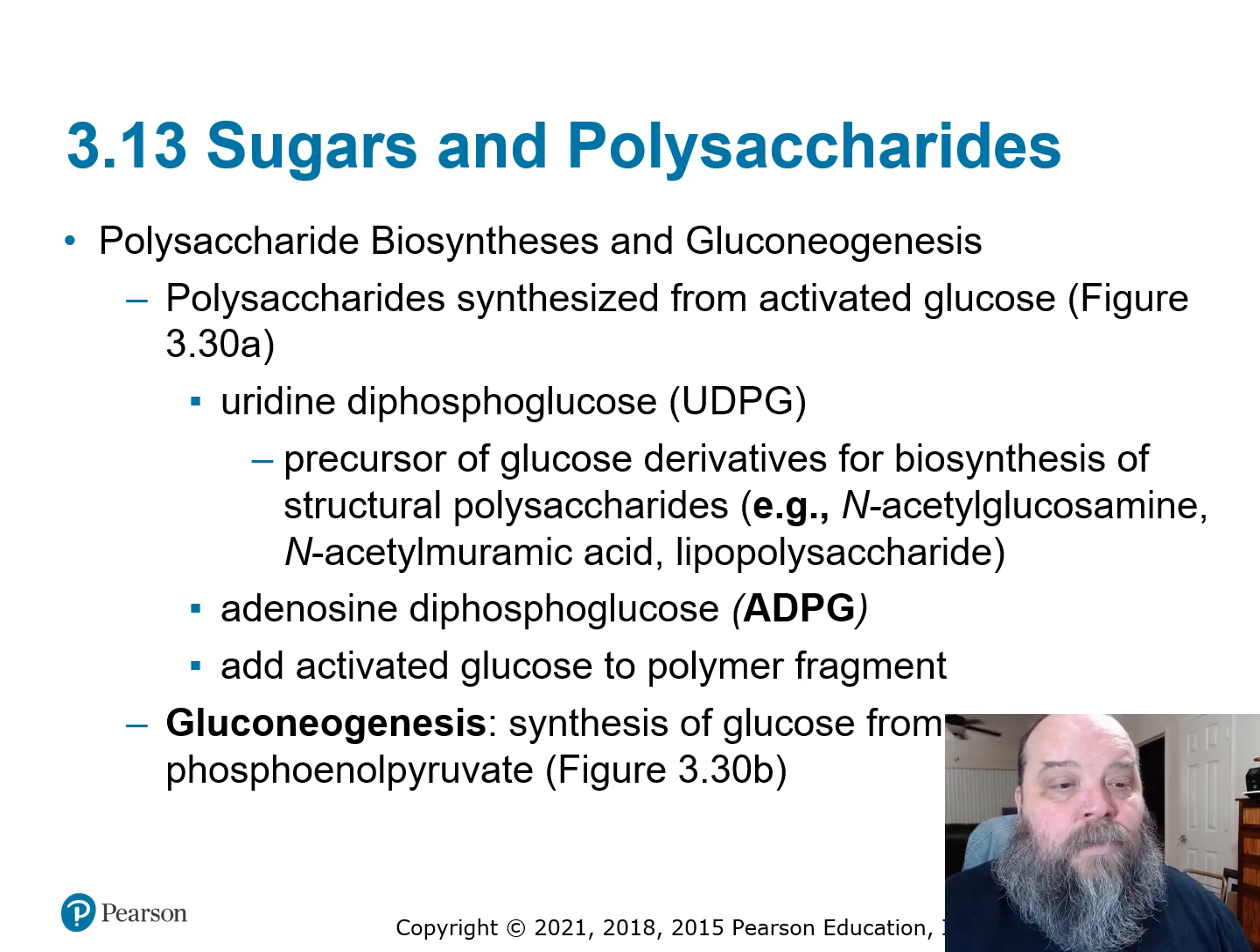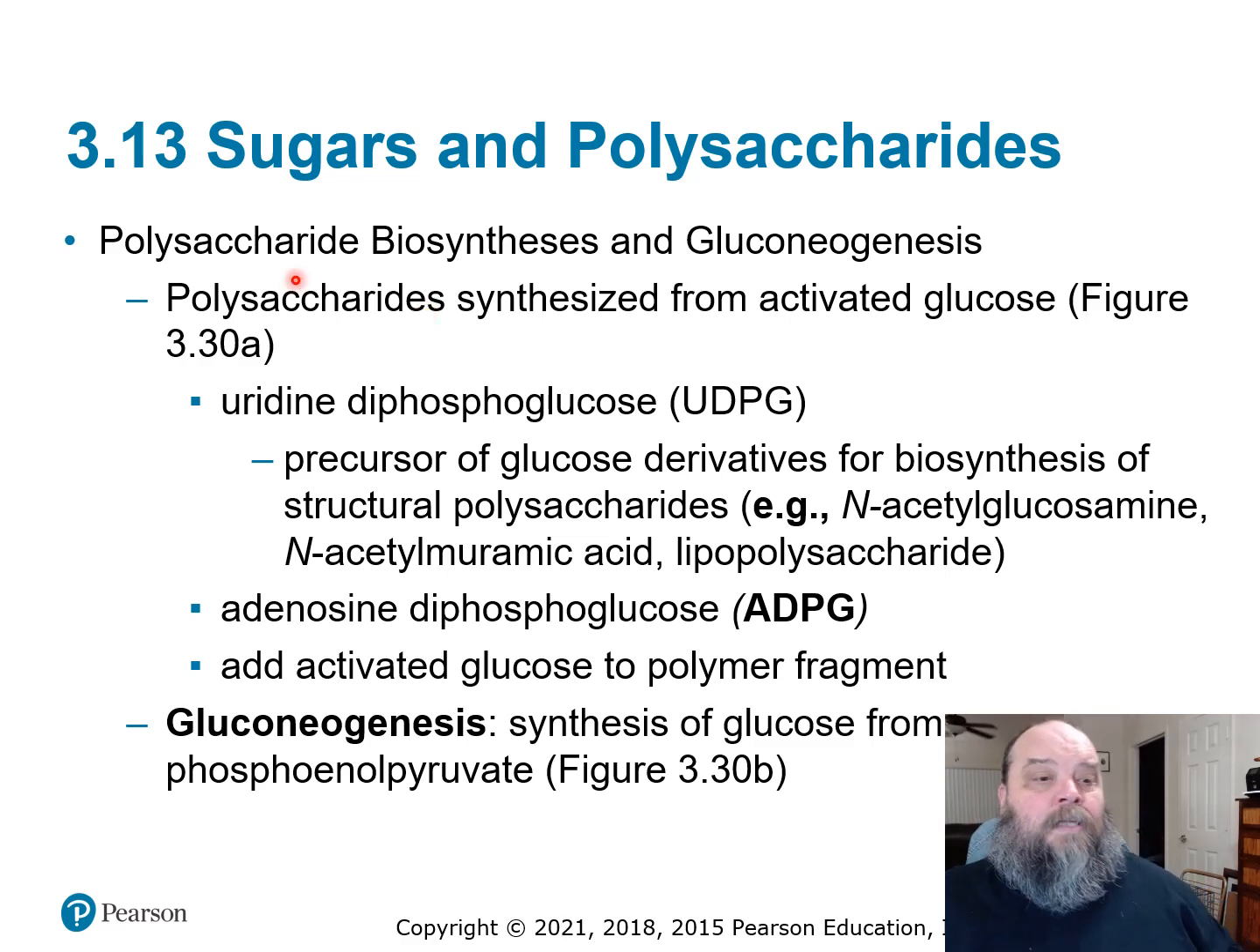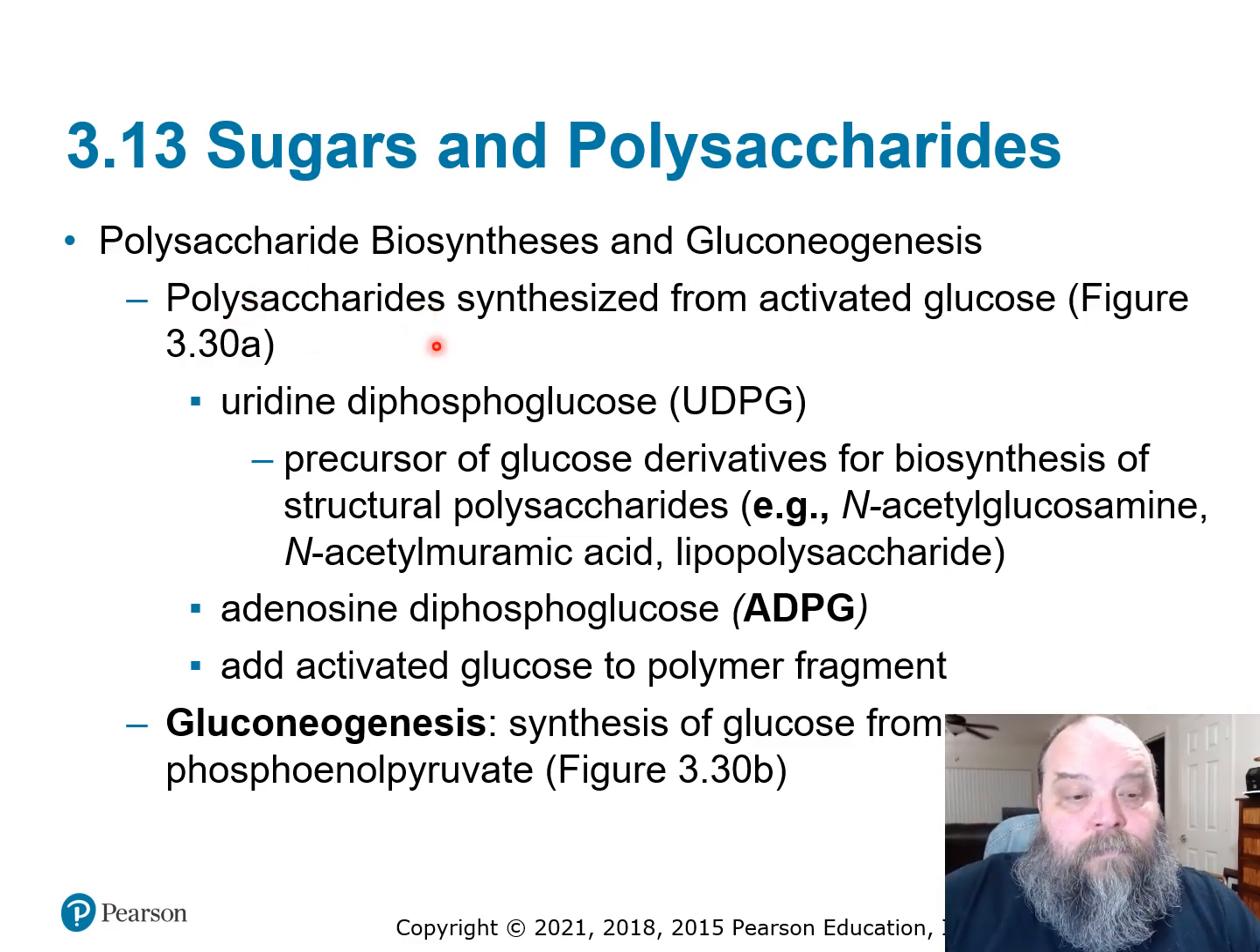Chapter 3, Section 13, Sugars and Polysaccharides. Now, polysaccharide biosynthesis is going to be tied very closely to gluconeogenesis. Polysaccharides, NAGs and NAMs, there's going to be a lot of them required for the making of peptidoglycan. Or if there's a slime layer or a capsule, remember those are polysaccharide driven also, proteins and polysaccharides. So we're going to need those also.